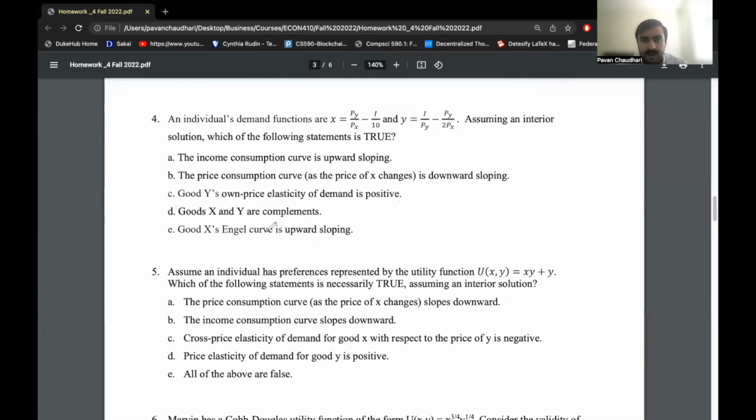And then good x's Engel curve is upward sloping. So we already found this as well. For an Engel curve, this has income and a good. So in this case, x on the axis, so we check dx/dI for this. We already got this as less than 0, and so therefore it must be downward sloping. We checked this in part A.